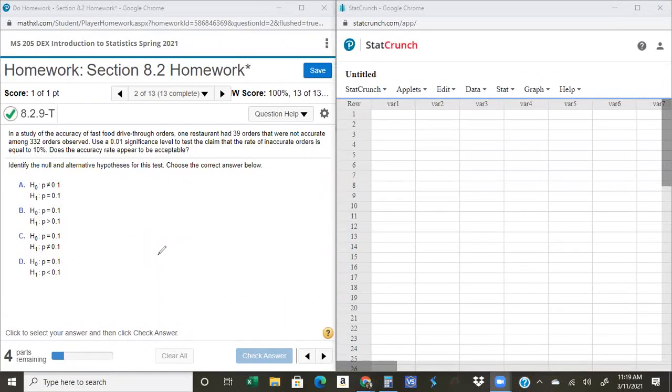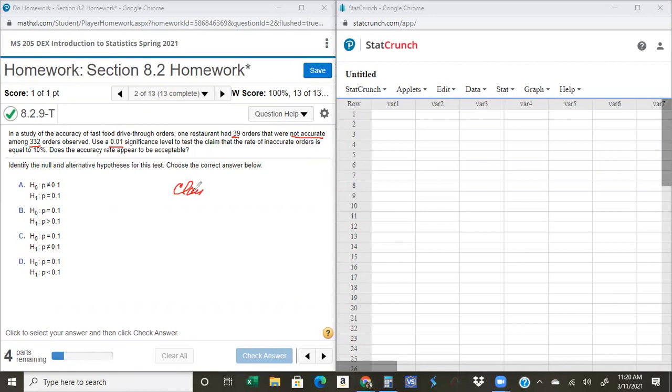Let's take a quick look at how you do the hypothesis tests to test a proportion in StatCrunch. In this problem, it says, in a study of the accuracy of fast food drive-through orders, one restaurant had 39 orders that were not accurate among 332 orders. Use a 0.01 significance level to test the claim that the rate of inaccurate orders is equal to 10%.